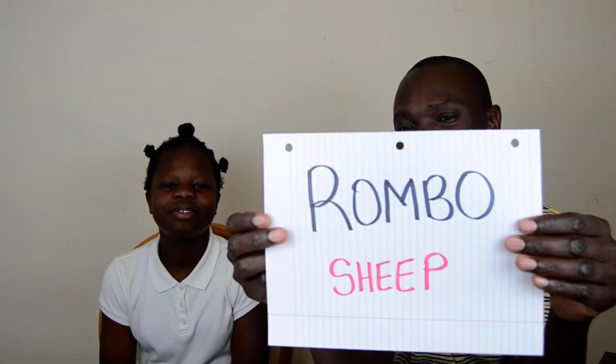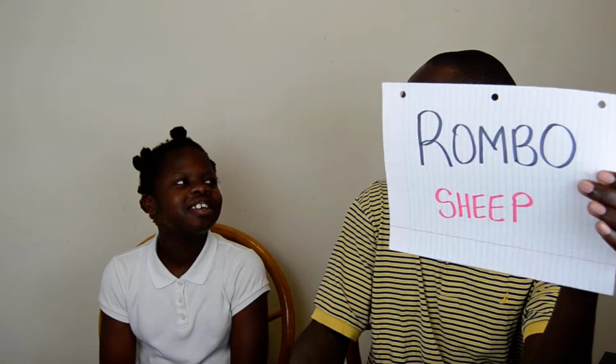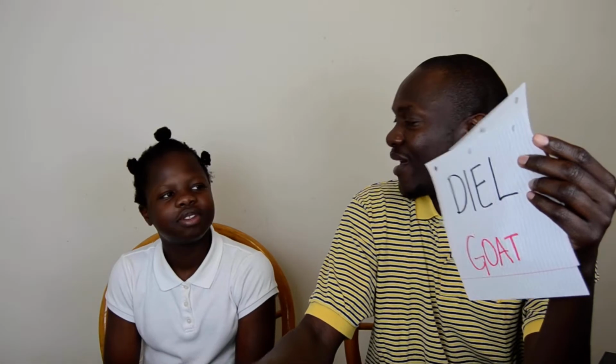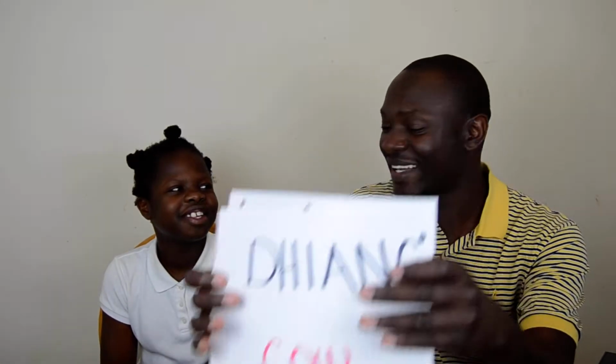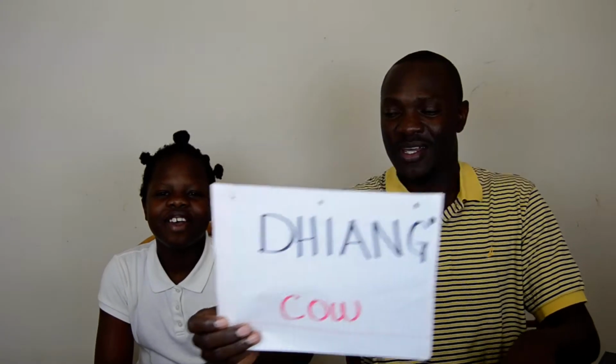Number three. Rombo. That's a sheep. The child of a rombo is called nyarombo. So rombo and nyarombo, diel and nyadiel. Okay? Diang is not nyadiang. Diang is nyaroya. We shall try and translate this in the closed caption so you can read the captions.